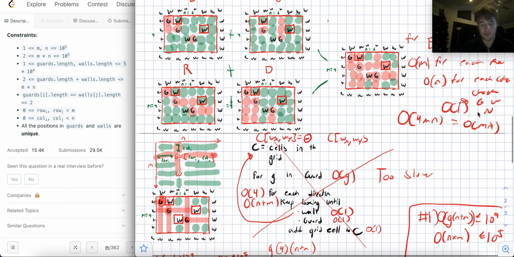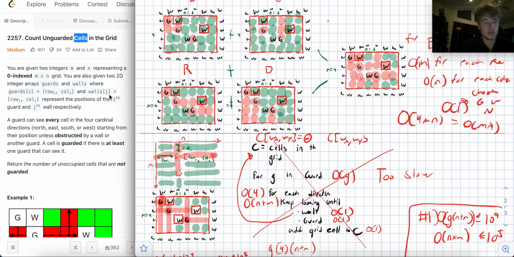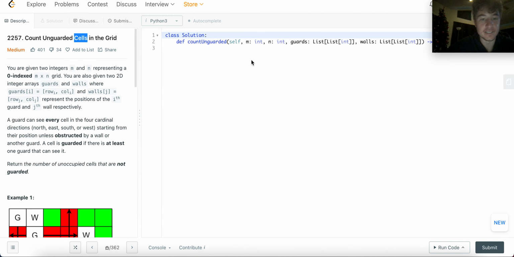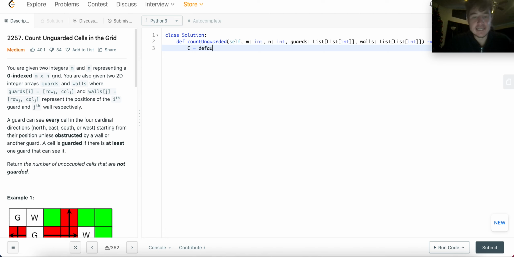Now bear with me for a moment because we're going to create my screenshot. All right. So how do we actually code this up? So we should probably keep track of the things that we've seen, right? So I'm going to make that a default dict.